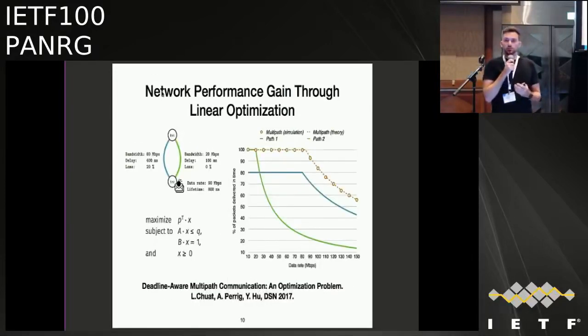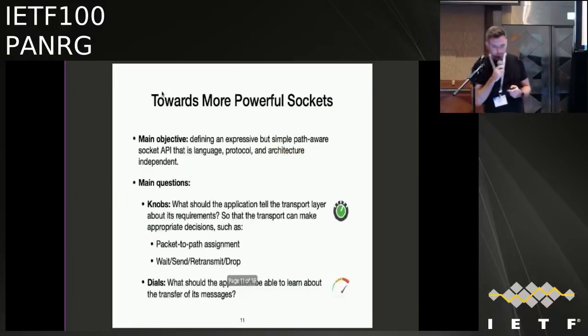So we address the generalization of this problem to n different paths, each bearing possibly different characteristics, in a paper that we published recently at DSN. We formulated it as a linear optimization. Here we have a similar example with two simple paths, and we can see the result of using each path and using an optimal multipath strategy. We presented results both in theory and in simulation with NS3.